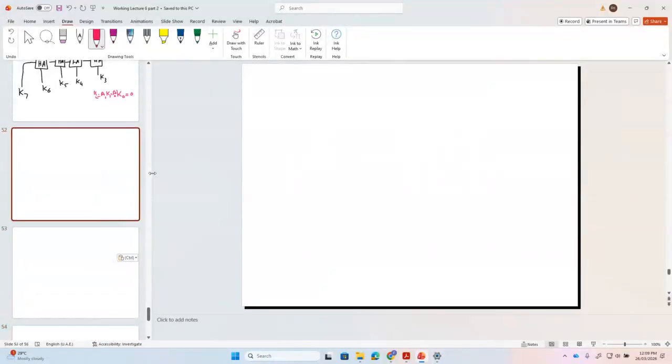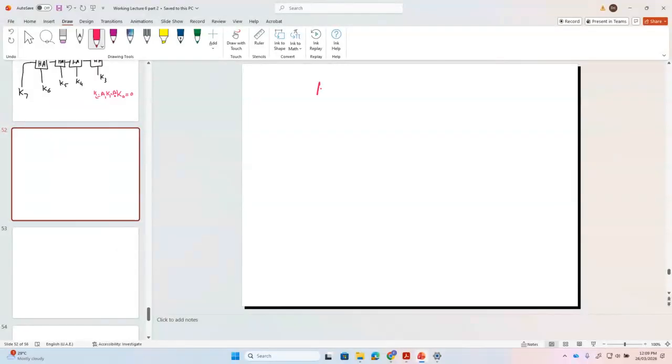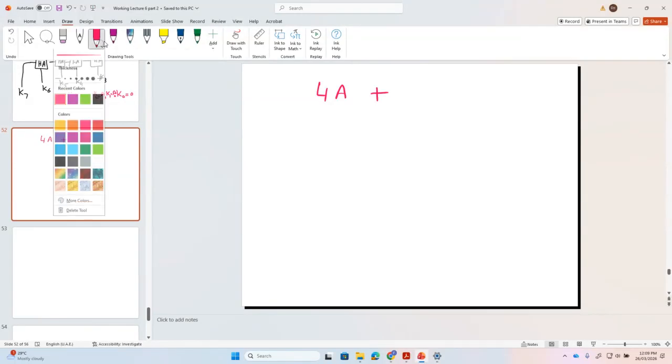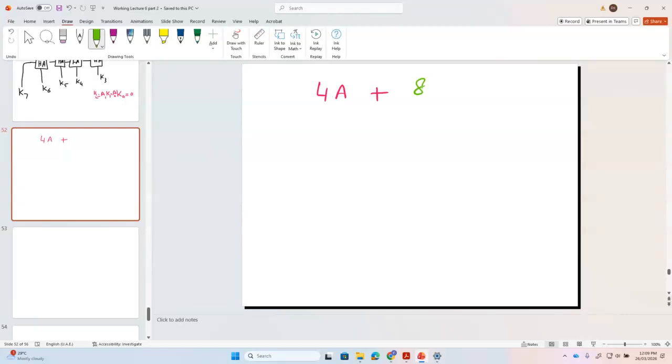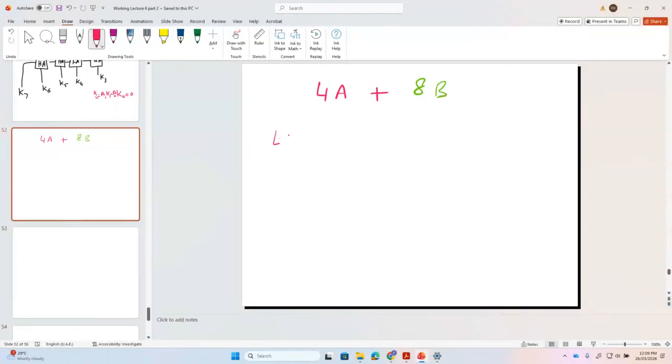Okay, let's assume we want to perform this task: 4A plus 8B. What is 4A now? How many zeros? A3, A2, A1, A0, 0, 0. Any question?